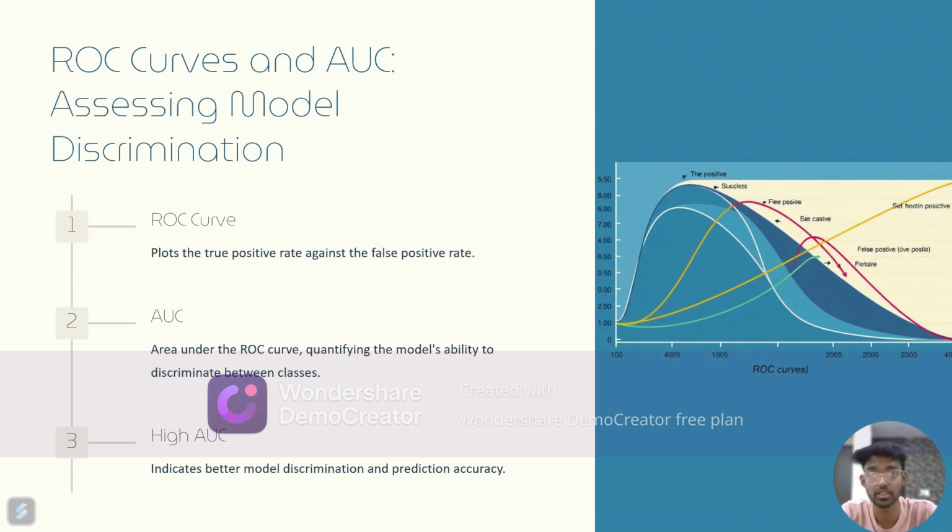Now, what are ROC curves and AUC curves? Assessing model discrimination. First, the ROC curve plots the true positive rate against the false positive rate. Now AUC, the area under the ROC curve, quantifies the model's ability to discriminate between classes. A high AUC indicates better model discrimination and prediction accuracy. Now here as you can see, here is the ROC curve, and here are the true positives, false positives, and many more.